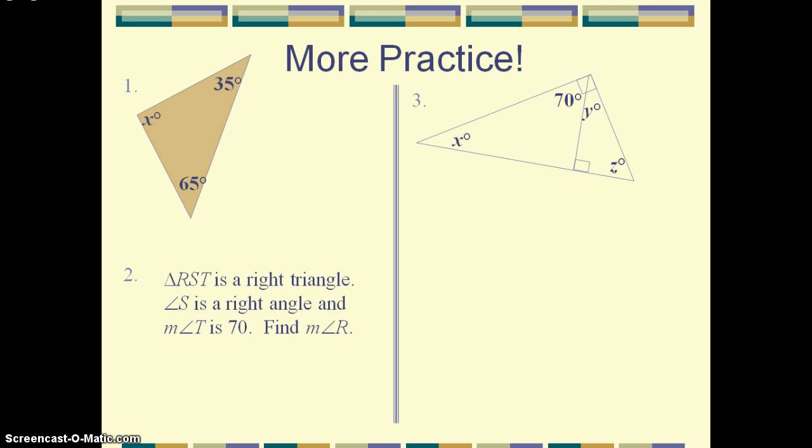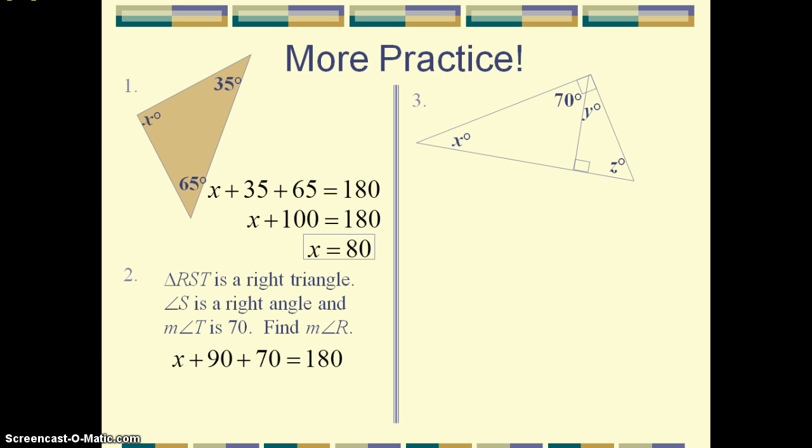I want you to pause the video and try these three on your own. I'm going to put up the answers in just a second. The first one, you set up an equation to solve for x, and you should get that x is equal to 80. The next one, you might have wanted to draw a picture, but you would set up an equation to solve for x, and you would get that x is equal to 20.